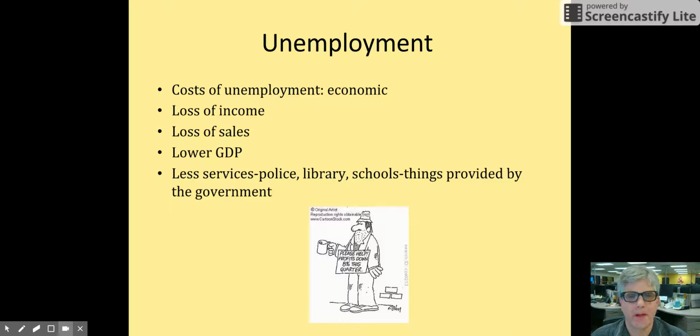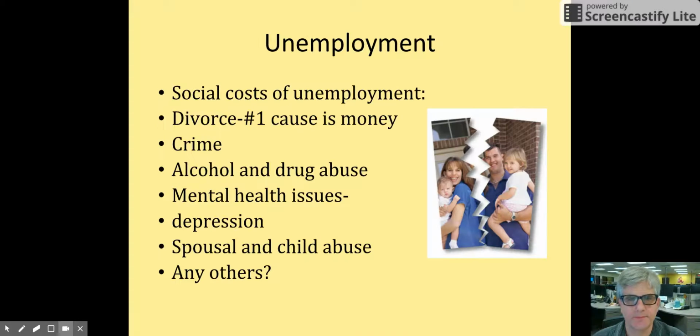There are some economic and social costs of unemployment. The economic ones: there's loss of income, there's loss of sales, it lowers GDP, and there are fewer services like police, libraries, schools, things provided by the government. So these are the economic costs.